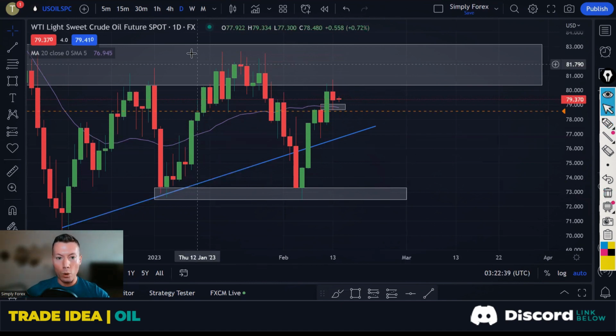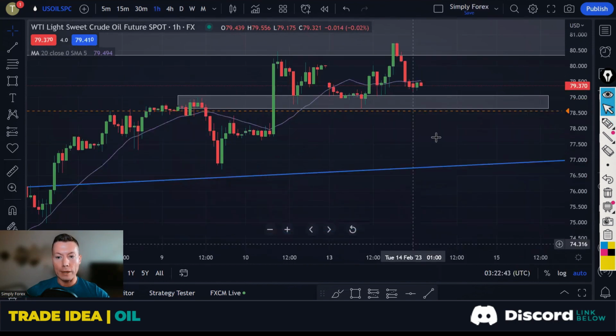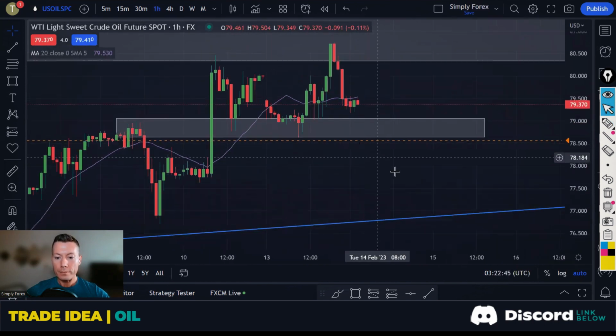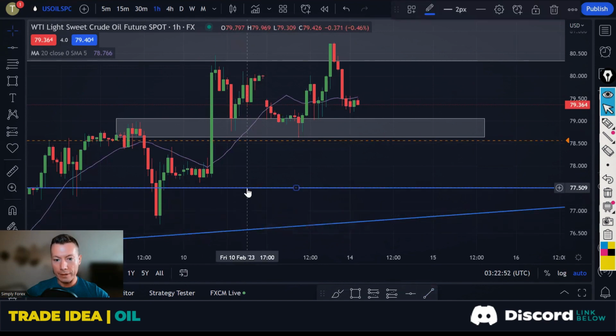However, what we need to see on the H1 is this. We need to see a break of this grey zone, and then this would be our first target down here. Actually, I'll probably make it 77.50. So what we want to see, guys, is a break of this grey zone. You can see price came up into our grey zone and reacted quite strongly. But what we want to see is a break of this grey zone and therefore a break in H1 structure.